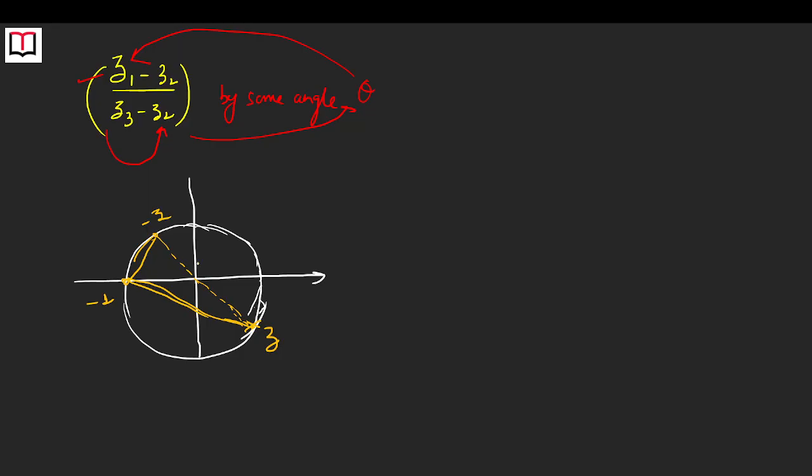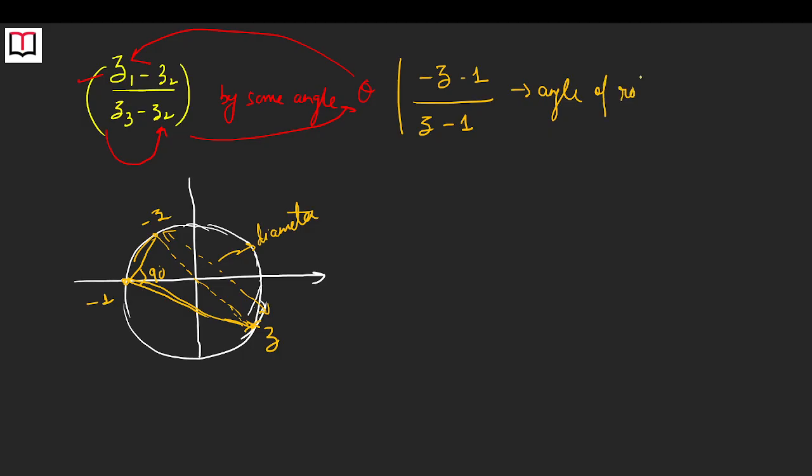So again, see, the line segment joining minus z and z is nothing but a diameter. So what's the angle of rotation in that case? So we know it's nothing but 90 degrees. So when we rotate z about minus 1 to get minus z about minus 1, the angle of rotation, how much is it?